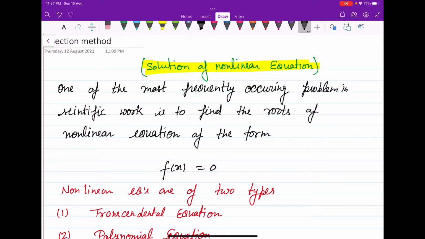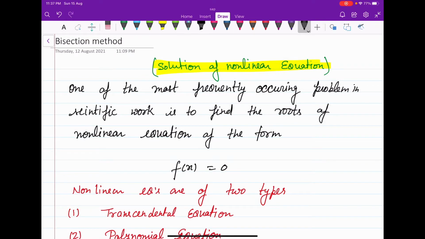Hello everyone, in this video lecture we will discuss the bisection method. Before starting the bisection method, let us discuss when we will use it. The bisection method is basically used for finding the solution of a nonlinear equation f(x) = 0.